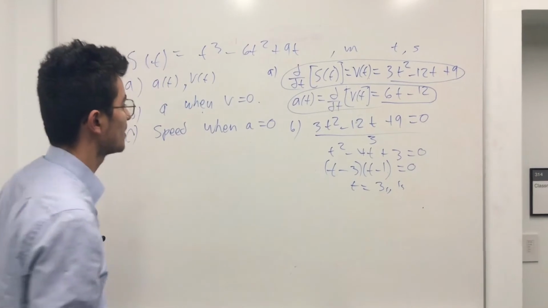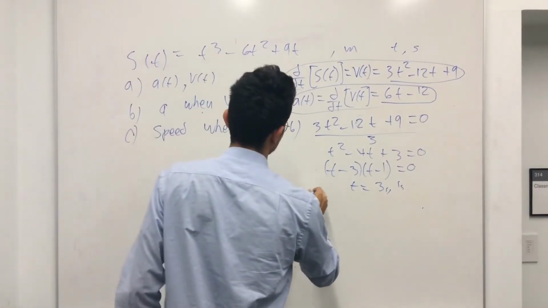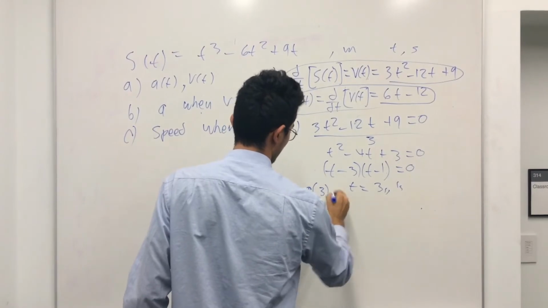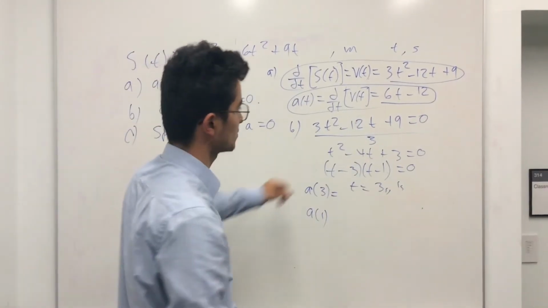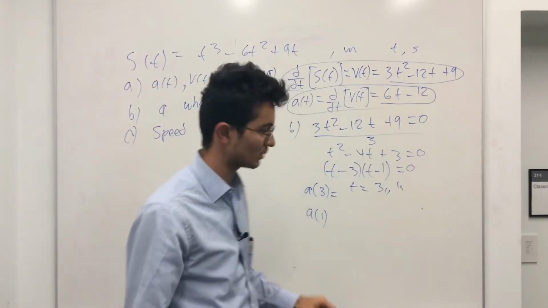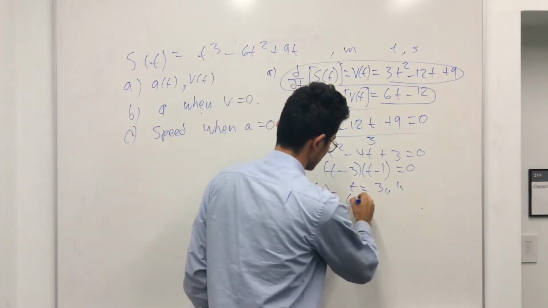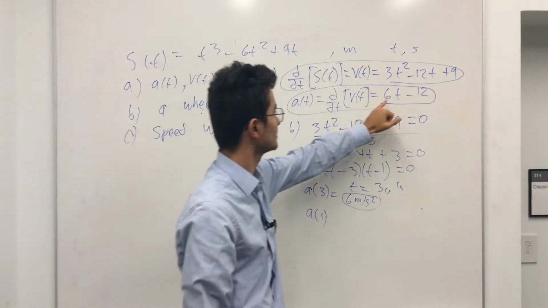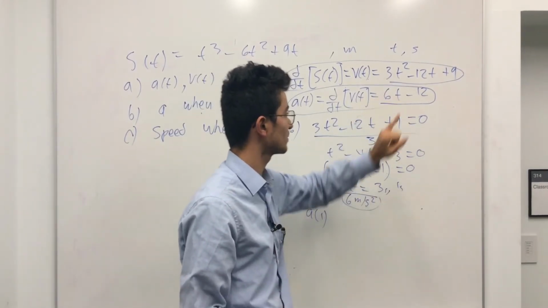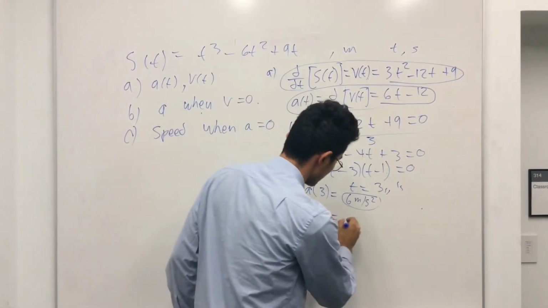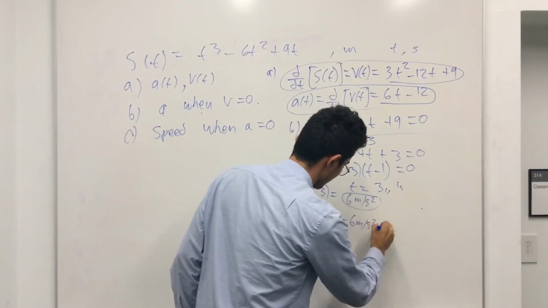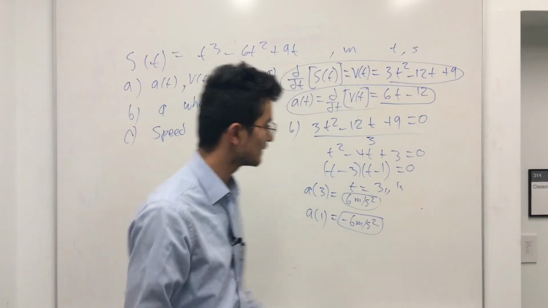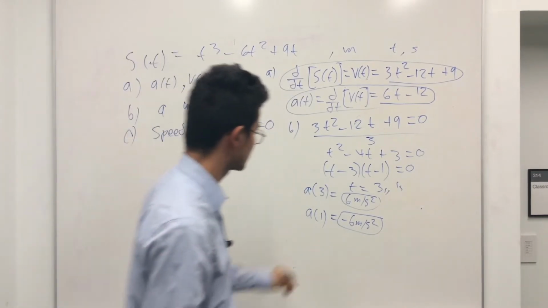All right, so now we're going to find the value of the acceleration. We're going to find a of 3 and a of 1. Now a of 3 is just going to be 6 times 3, 18, minus 12 is 6. That's 6 meters per second squared. And a of 1 is 6 times 1 minus 12, which is negative 6. So it's minus 6 meters per second squared. Don't forget the units. If you forget the units, you're going to get a lot of points off. All right, so that's it for part B.